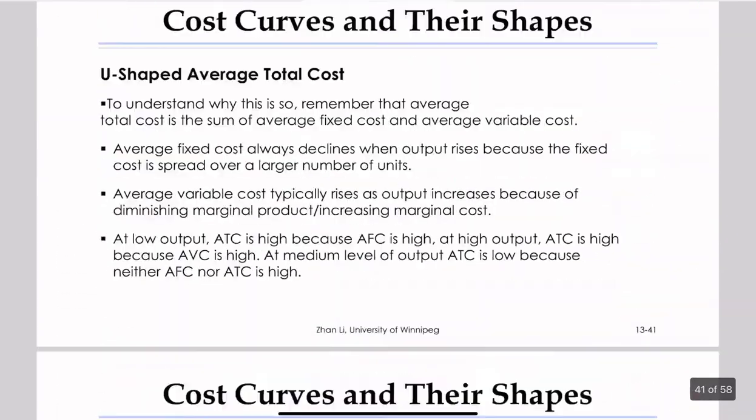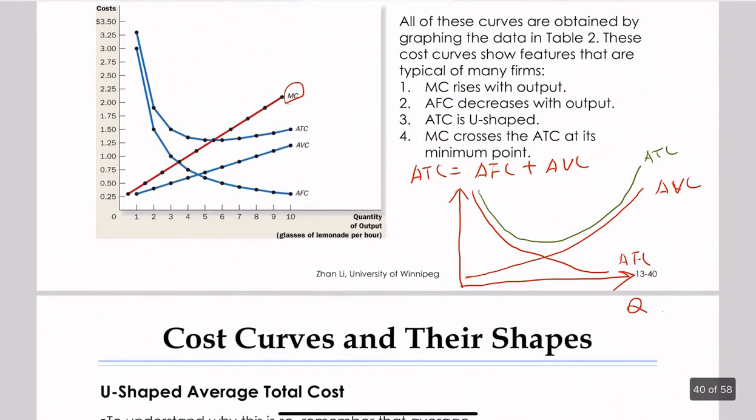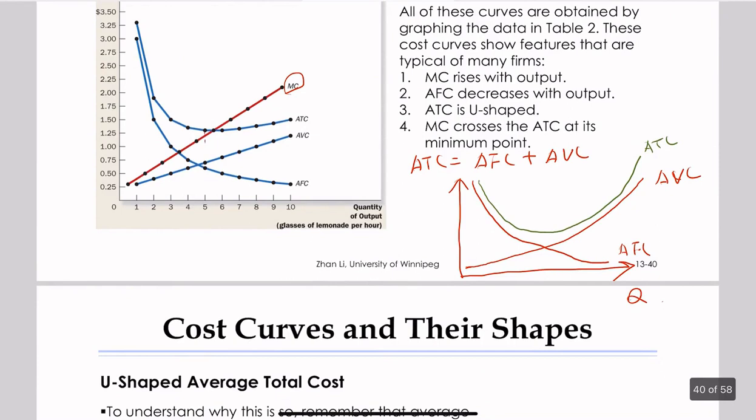If we look at this picture here, you can see that at 5, we get 1.3 ATC, and at the quantity of 6, we also get 1.3 ATC. So you can see that the middle point is given by 5.5. So 5.5 would be the efficient scale here.